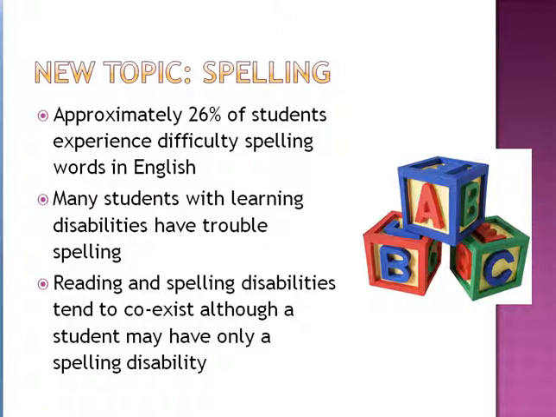Just a few facts. Approximately 26% of all students have difficulty spelling words in English. This does include the whole population of students who are ELL, special education students, students that are gifted and talented, even just regular general education students who are in the middle typically have difficulty with spelling. Many students with learning disabilities have trouble with spelling, and reading and spelling disabilities tend to coexist, although a student may only have a spelling disability, and that's quite normal.